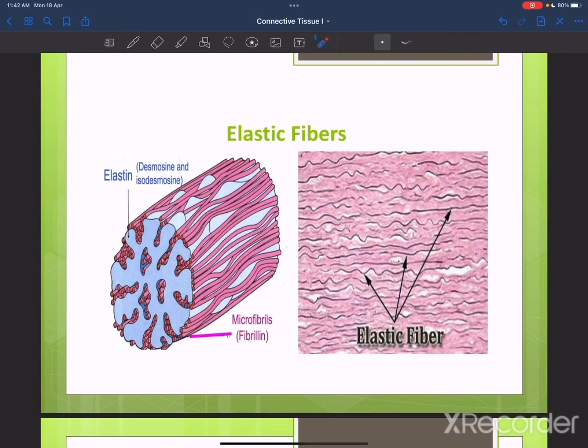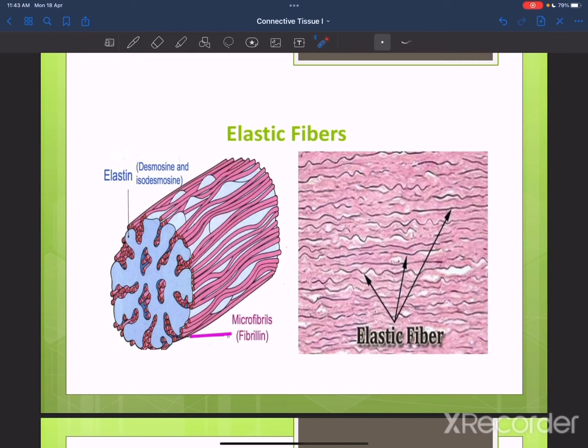This amorphous material in the center is the protein elastin, which is responsible for the elasticity of that fiber, and these microfibrils outside, this pinkish color, are fibrillin. So you have to know the basic components of this fiber. This is a very nice slide, almost always in the exam, this type of slide.